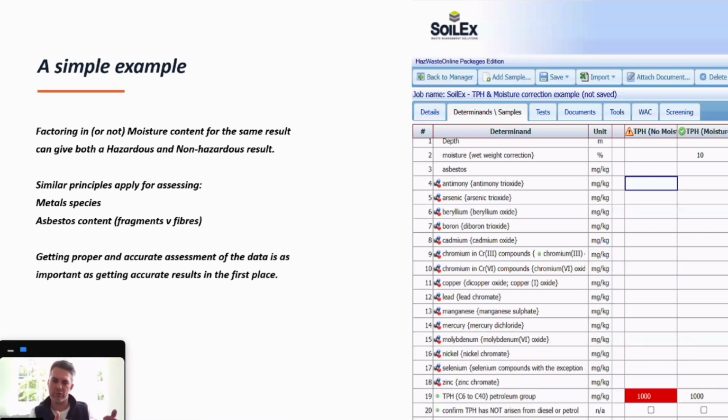So essentially what you're doing there is assessing the moisture levels within the soil sample, and that needs to be taken into account when classifying waste. If you don't take it into account, this result here has gone red, which means it's classified as hazardous. Whereas on the right hand side, we are taking into account moisture, which is the right way to do it, and it's been classified as non-hazardous.